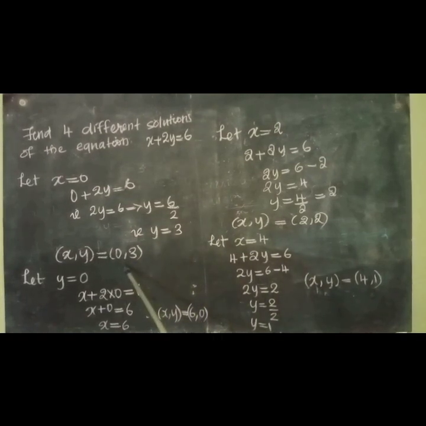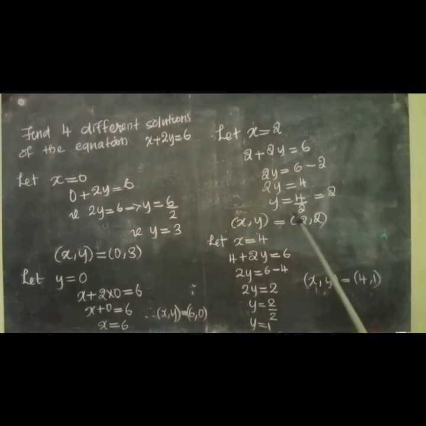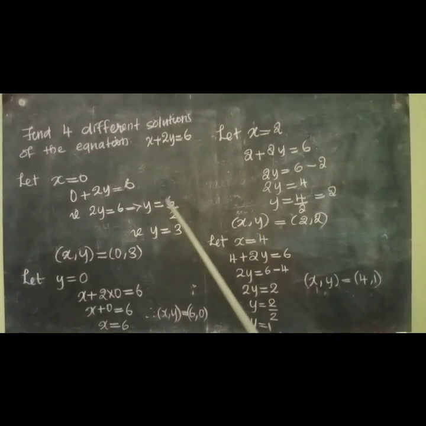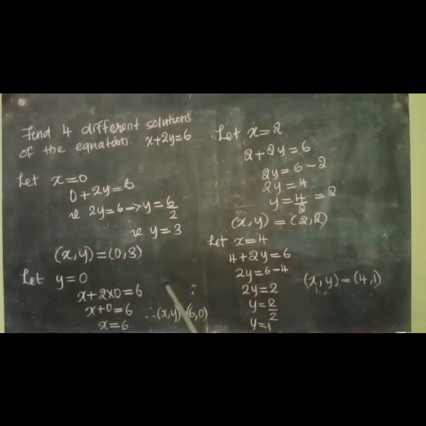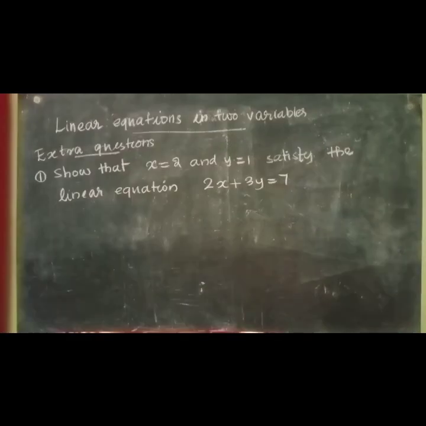The first solution is (0, 3). Second solution is (6, 0). Third solution is (2, 2). Fourth solution is (4, 1). Okay, any values you can give for either x or y and find out the next value of the other variable. Going to discuss some extra questions from the chapter linear equations in two variables.